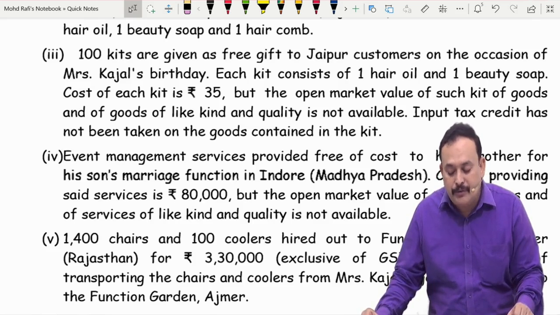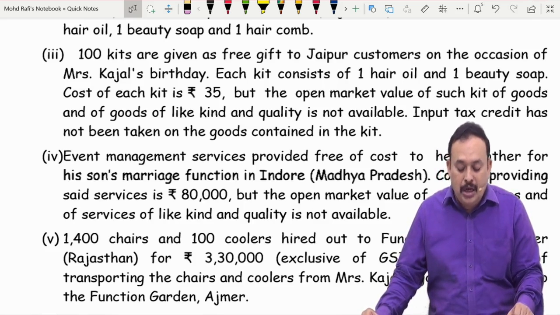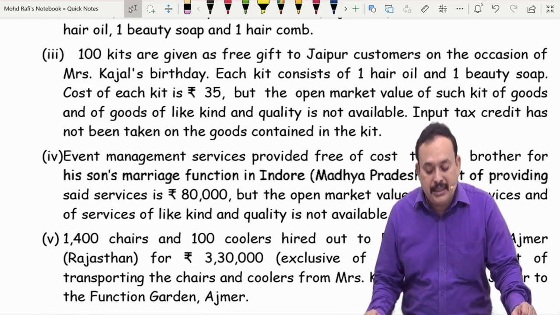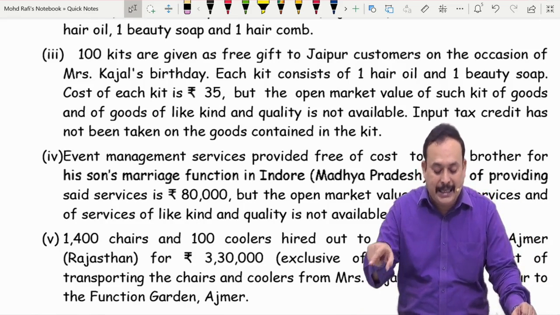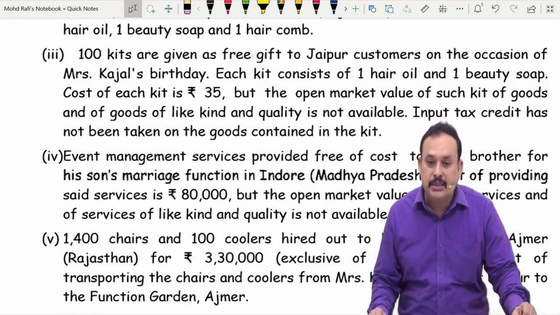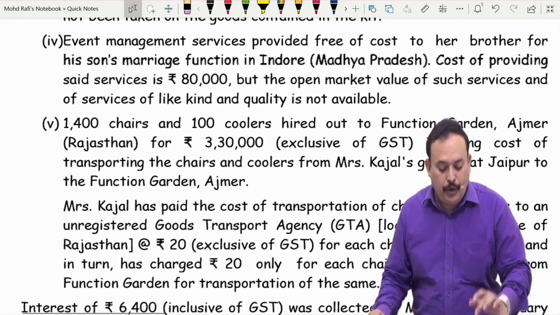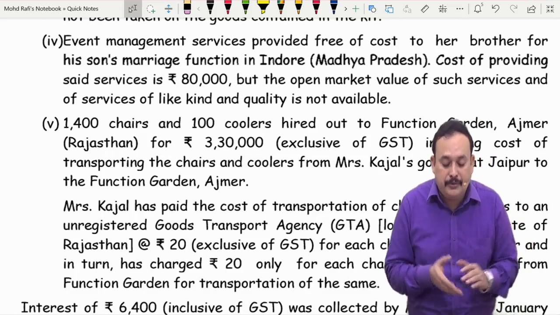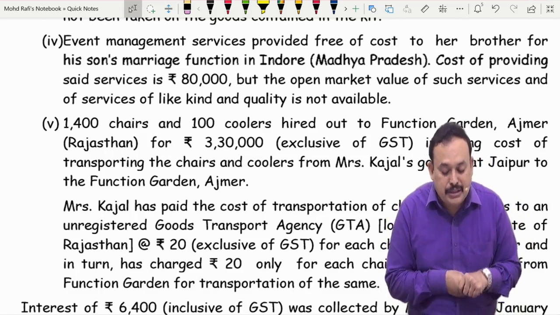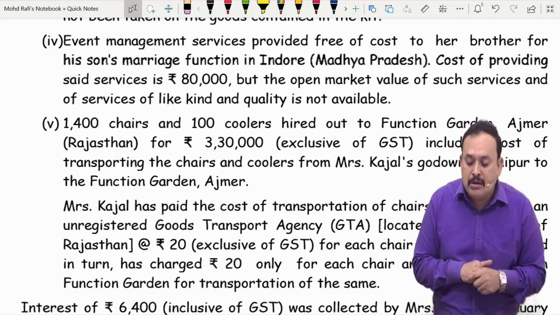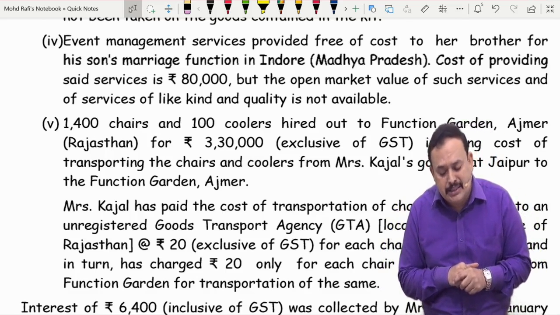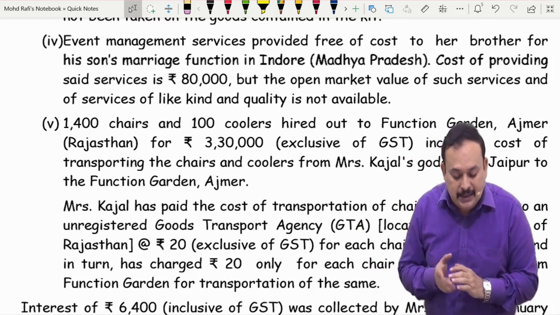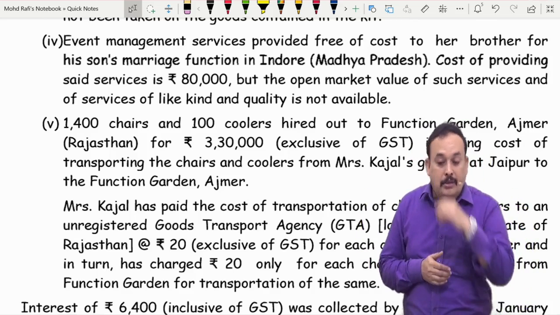But the open market value of such kit of goods of like kind and quality is not available. Input tax credit has not been taken on the goods contained in the kit. 4. Event management service provided free of cost to her brother for his son's marriage function in Indore, Madhya Pradesh. Cost of providing such services is rupees 80,000. But the open market value of such services of like kind and quality is not available.